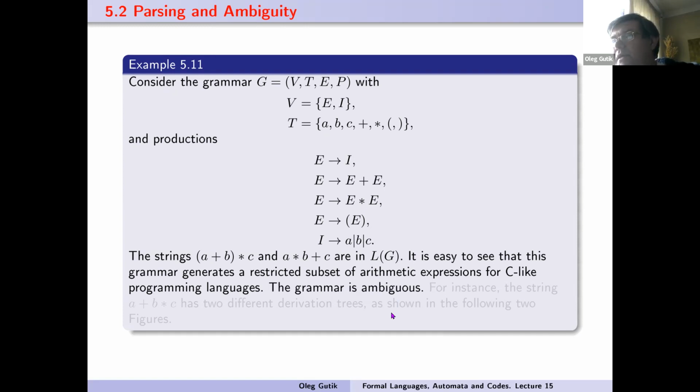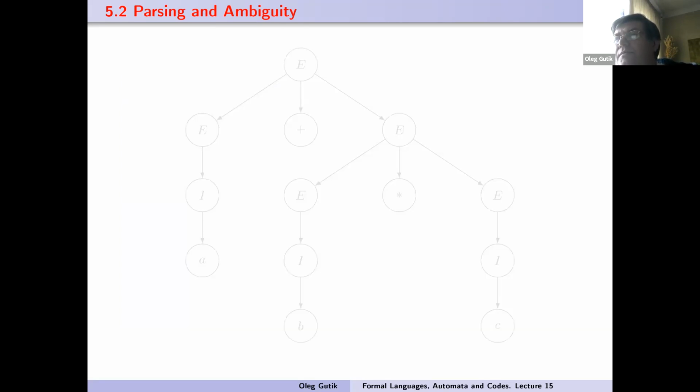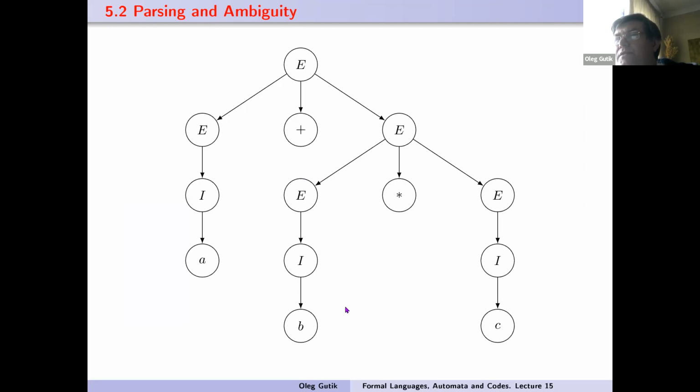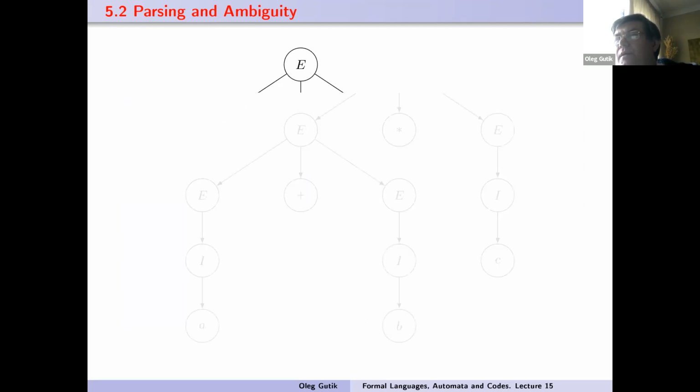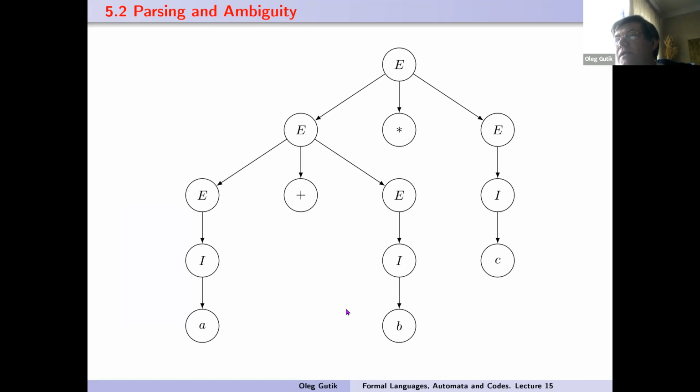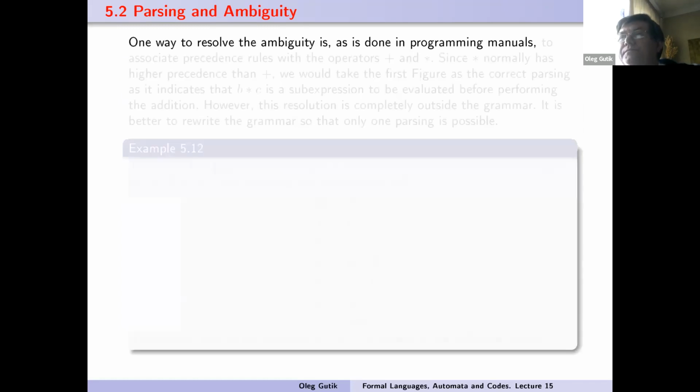The grammar is ambiguous. For instance, the word a + b * c has two different derivation trees, as shown in the following two figures. First derivation tree and the next derivation tree.